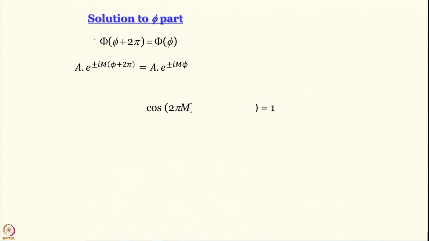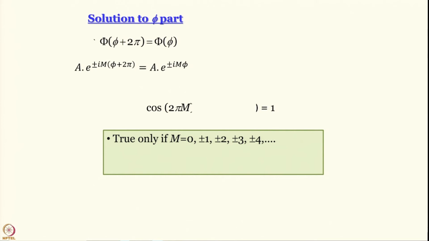So, it turns out that cos 2 pi m is equal to 1. This is going to be true not only for m equal to 0, but also m equal to plus minus 1, plus minus 2, plus minus 3, plus minus 4 and so on and so forth, right. So, we have obtained this quantum number capital M, which can go from 0 to infinity with integral steps of increase.